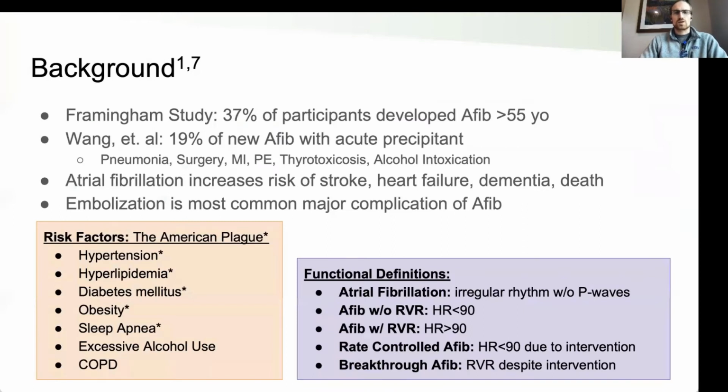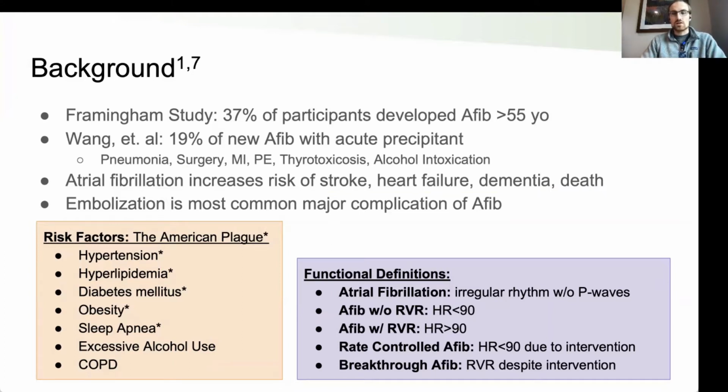A little bit of background for you. In the Framingham study, a famous cardiology study, 37% of patients developed AFib after 55 years of age. It is the most common heart arrhythmia in the general population. 80% of those didn't have a precipitant, which is kind of discouraging, but 20% of those did. And sometimes if you treat those precipitants, you can resolve the AFib and abort it. It increases the risk of stroke, heart failure, dementia, and death, which is why we care about it.